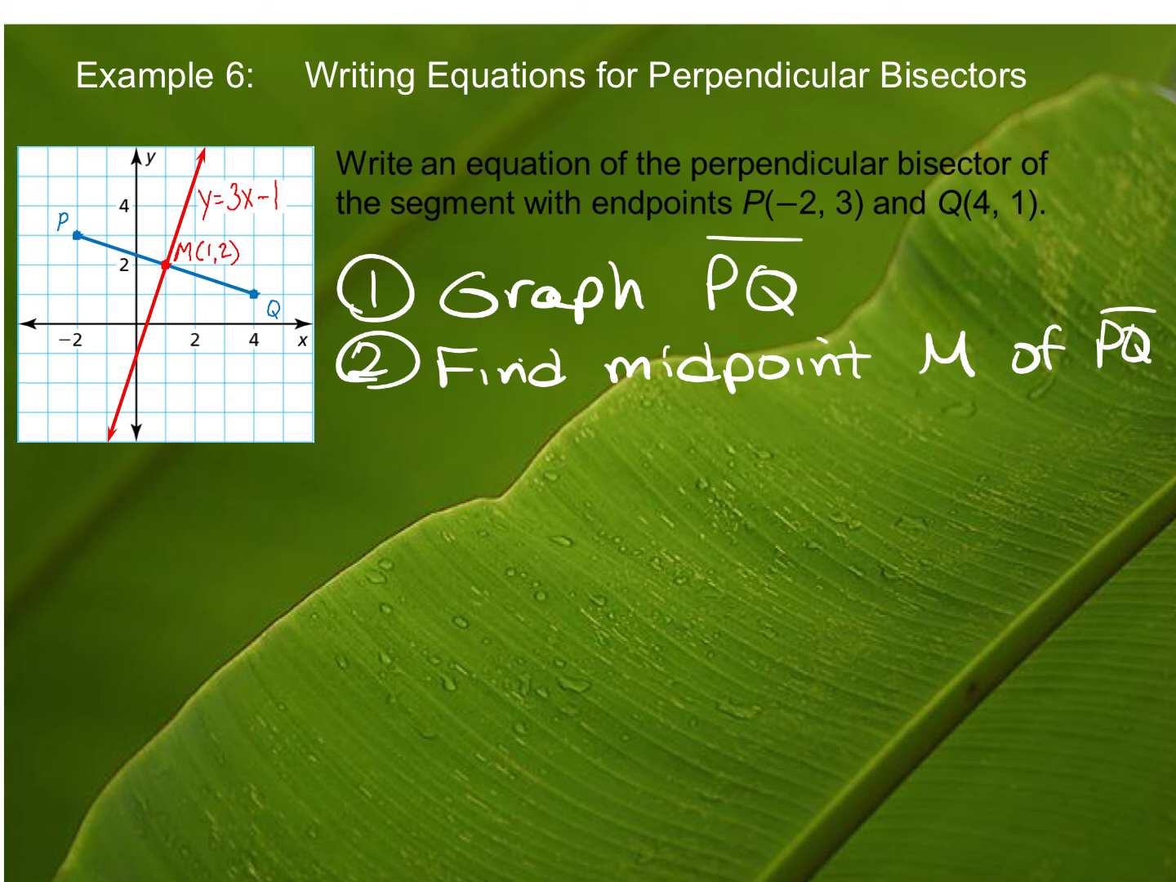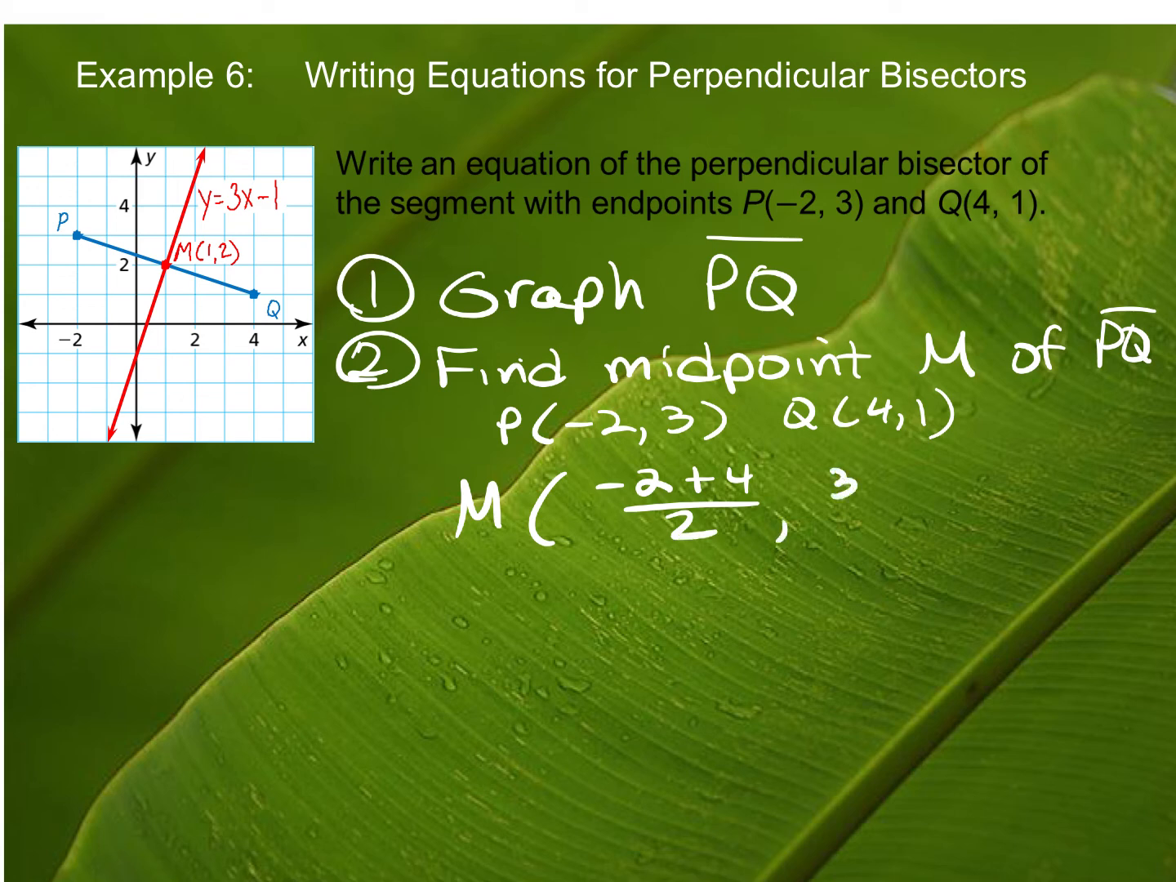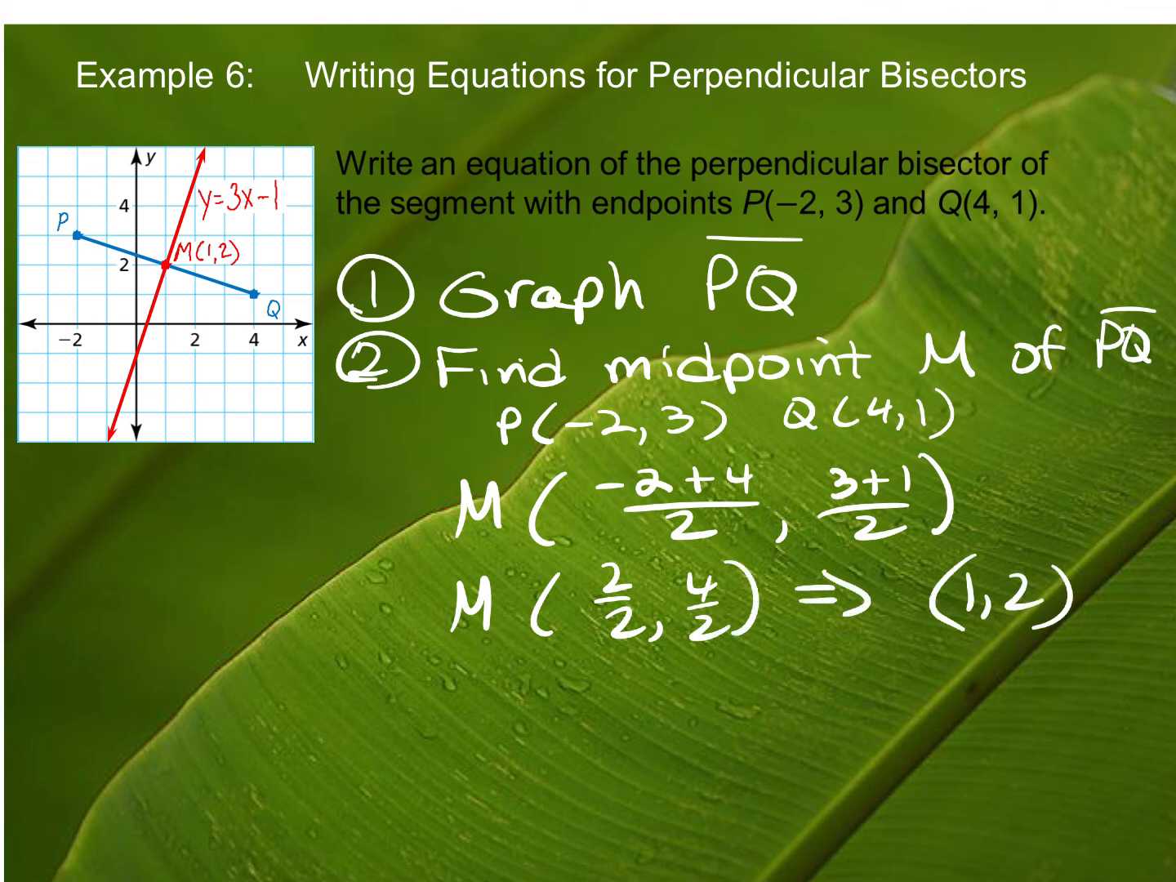So the 2 ordered pairs I'm using, P again is negative 2, 3, and Q is 4, 1. So I'm going to add my x's. So the midpoint ordered pair, negative 2 plus 4, divide by 2, 3 plus 1, divide by 2. So the midpoint is going to be the ordered pair. I'm going to get 2 over 2, 4 over 2, which is going to simplify to 1, 2. And notice that's what's graphed for you.